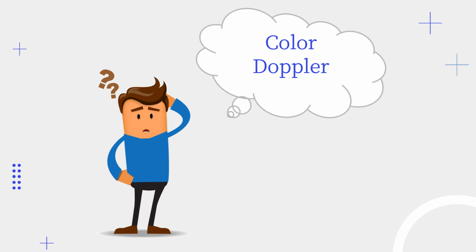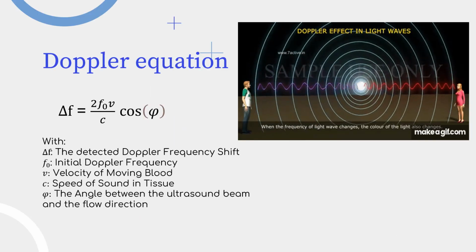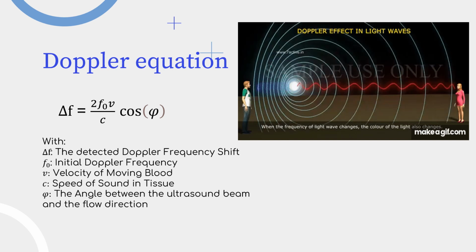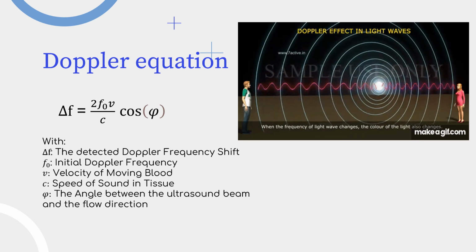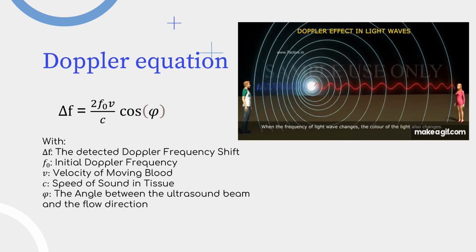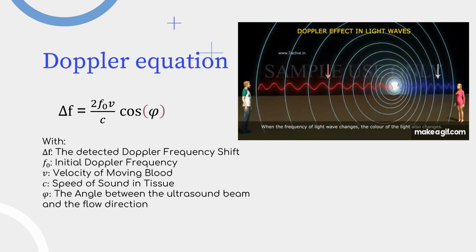Now, let's talk about color Doppler. The basis of all color and spectral Doppler physics is encompassed in the Doppler equation. The detected Doppler frequency shift delta F equals 2 times the initial frequency multiplied by the velocity of moving blood and by the cosine of the angle of incidence, divided by the speed of sound in tissue.